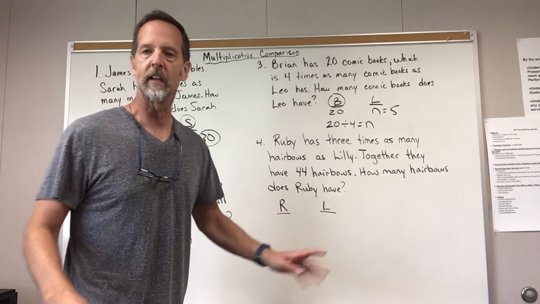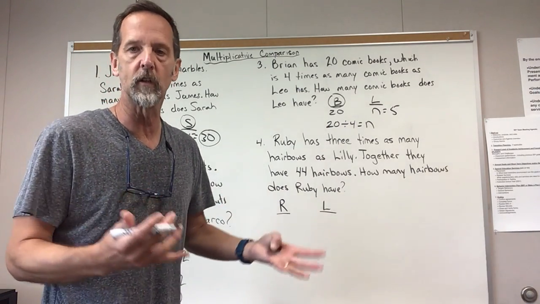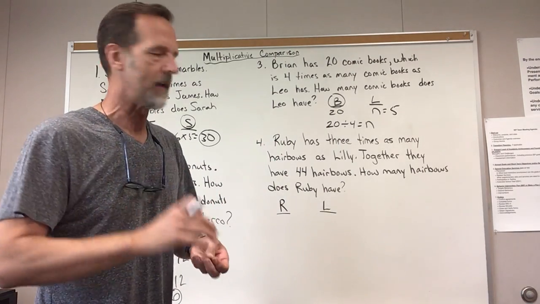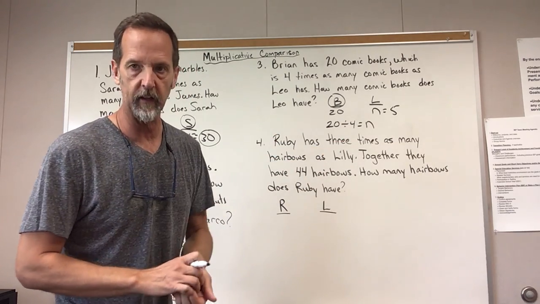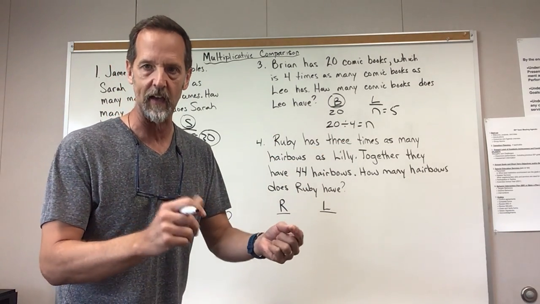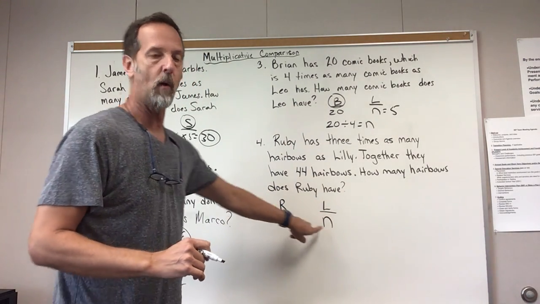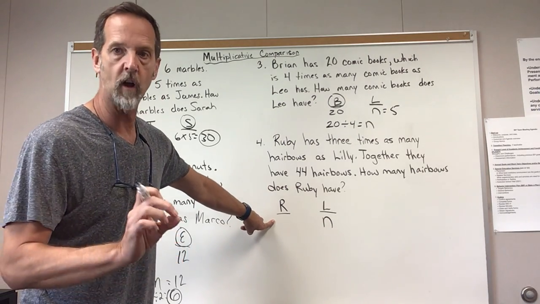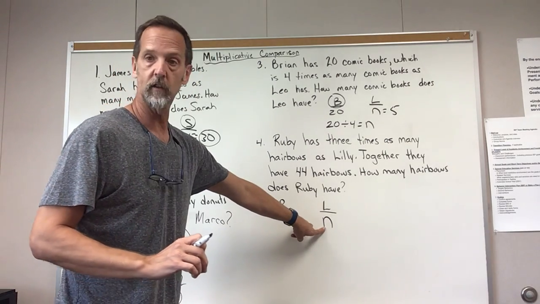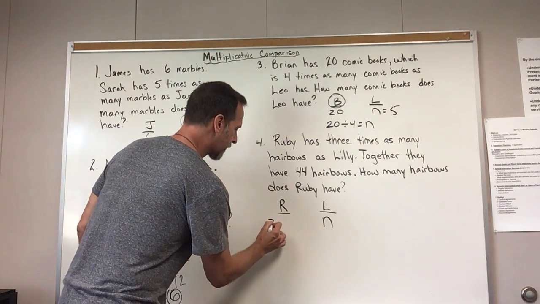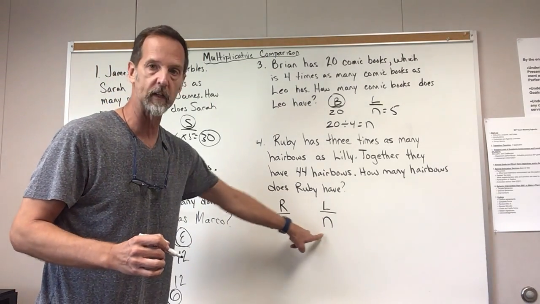No. Now, in a situation like this, one of those two people is going to be the N. They're going to be the one that we don't know. And I know what you're saying, I don't know either one. But in this case, it says Ruby has 3 times as many hair bows as Lily. In this case, Lily is going to be my N, and here's why. When I put N for Lily, now I know what I can put for Ruby. Not a number, but look, Ruby has 3 times as many. If her number is N, Ruby's going to be 3 times N. Does that make sense?